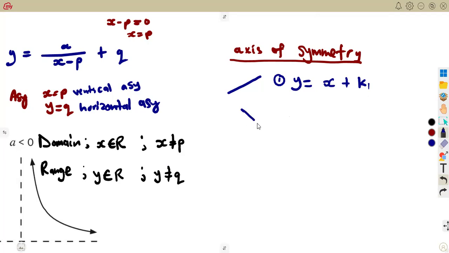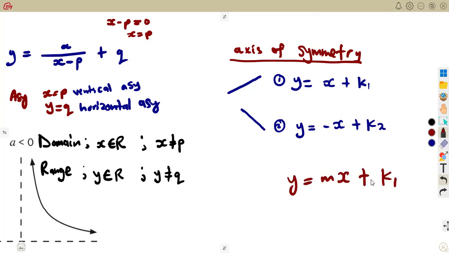If the line has a negative gradient like this, in that case, y is equal to minus x plus k2. This will be the format. Take note, guys, I'm not writing y is equal to mx plus k1, where m is going to change to be a certain number, maybe m is equal to 2, maybe m is equal to minus 3. I'm not writing that way. I'm writing y is equal to x, meaning the gradient is already there. I'm writing y is equal to minus x. It means already the gradient is there.